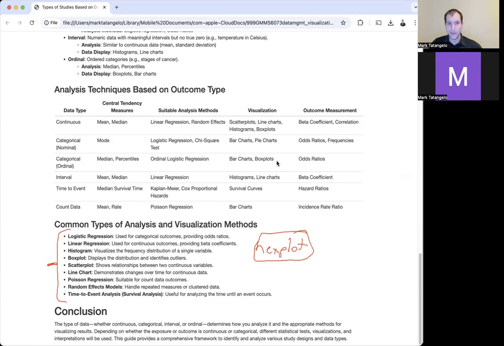So in conclusion, your type of data, whether categorical, interval, ordinal, or continuous, will inform how you analyze the data and determine the appropriate analysis method. Also, your study type will inform what kind of analysis methods you need.